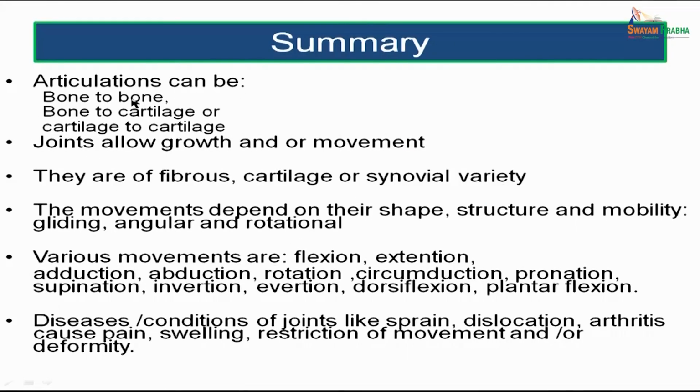To summarize, articulations can be from bone to bone, bone to cartilage, cartilage to cartilage. Joints are for only growth, movement, or both growth and movement. They can be fibrous, cartilaginous and synovial. The movements of the joints depend upon their shape, their structure, their mobility, and the movements are either gliding, angular or rotational. There are various types of movements: flexion, extension, adduction, abduction, rotation, circumduction, pronation, supination, inversion, eversion, dorsiflexion, plantar flexion.